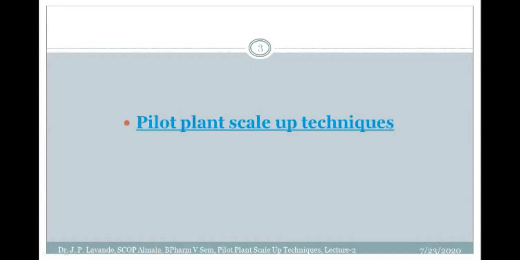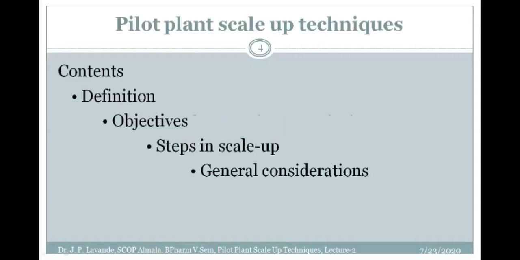We are onto the pilot plant scale up techniques, in which we had already covered most of the details associated with the pilot plant technique. And these are the definition, objectives, and the different steps that are to be carried out when we want to move from lab scale to that of the industrial scale.